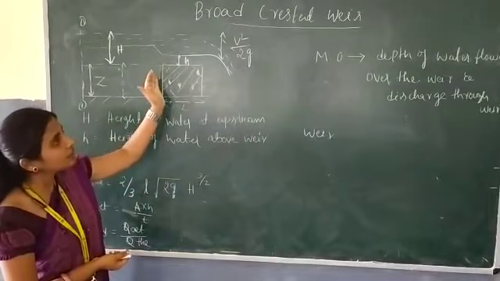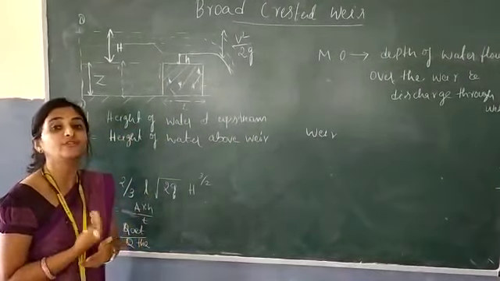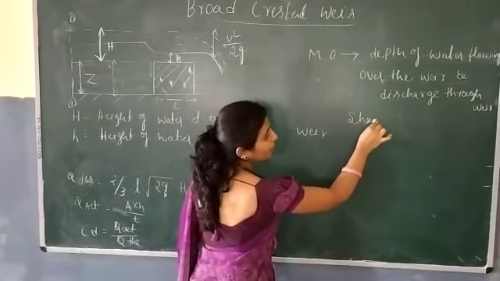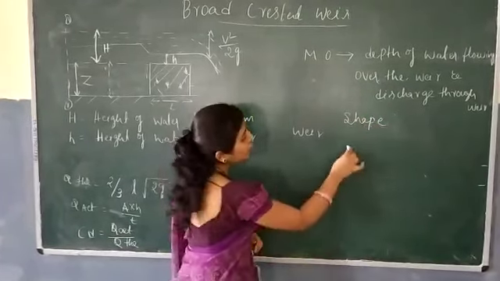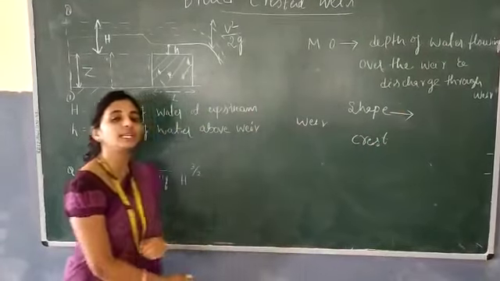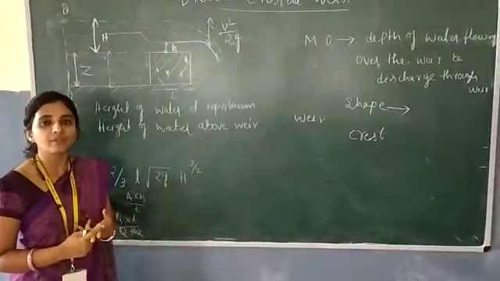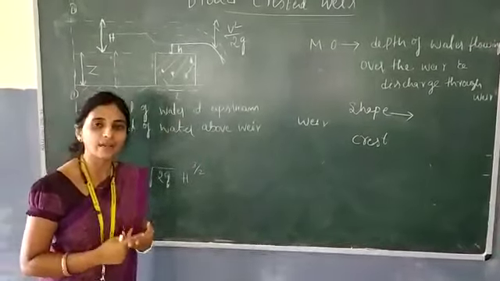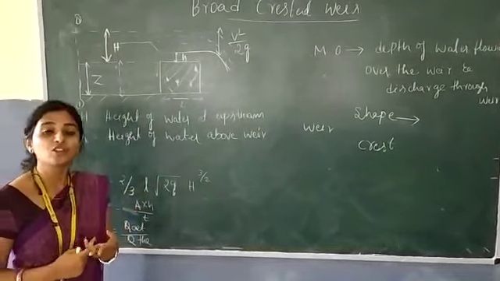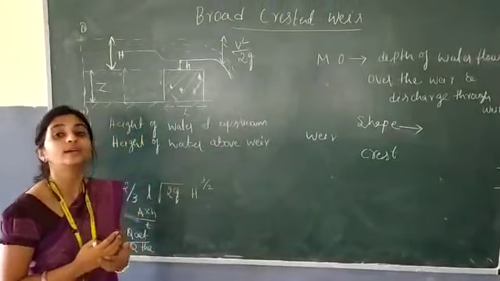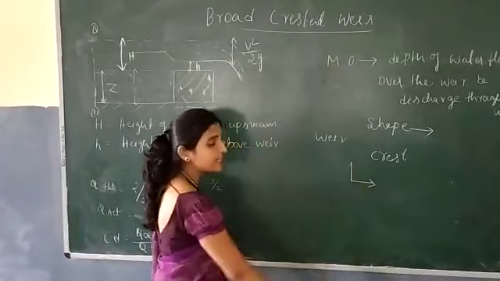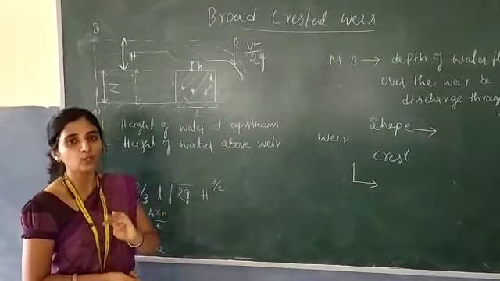This particular weir may have different shapes, so they have divided it based on shape. You can consider it again based on the crest level. Based on the shape, the weir has three types: triangular weir, trapezoidal weir, and rectangular weir. And based on the crest, it is classified into four types.